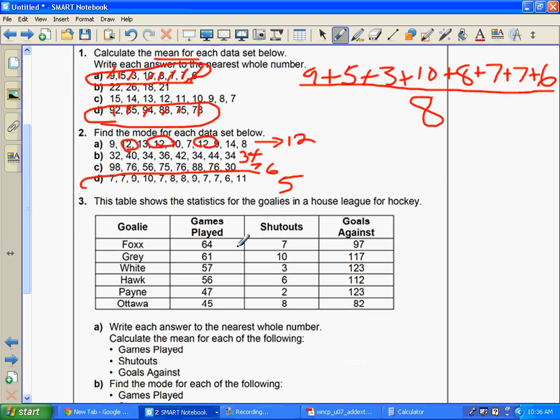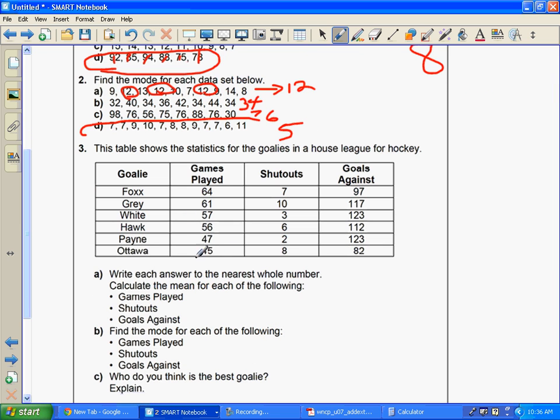Going down here a little bit further, you've got a table of statistics. If you wanted to calculate the mean, or the middle number, for how many games were played, you simply add up all these numbers and divide by 1, 2, 3, 4, 5, 6. So you take all of these and divide by 6.